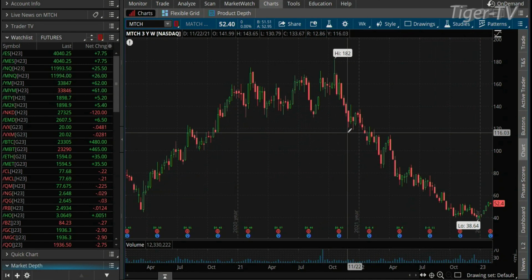What happened to Match Group, man? I haven't taken a look at this one in a while. I pulled it up. One-way trip with many growth equities, I guess, from late last year of 182 to 38.64. Quite a pop to start off the year, like anything else, to 52.40. Give us a little teaser on Match Group, man. Boy, talk about some volatility.